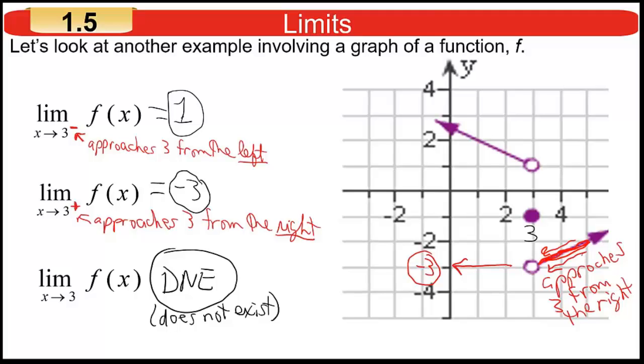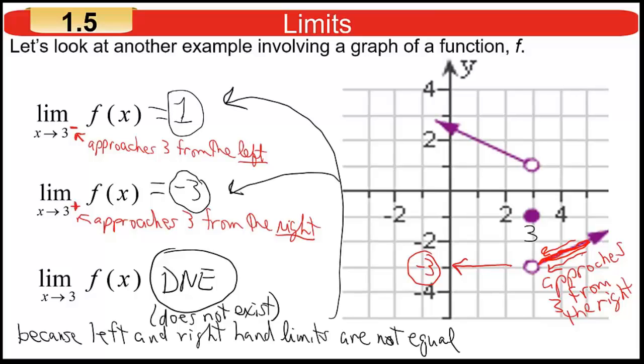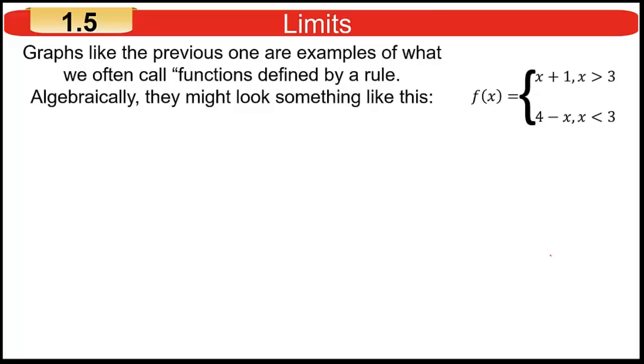So once you get used to this, this is trivially easy. You need to practice until you think it's trivial. And you have D and E because the left and right hand limits are not equal to each other. We do quite a few exercises throughout the semester with functions like this, functions defined by different rules depending on what the value of x is.